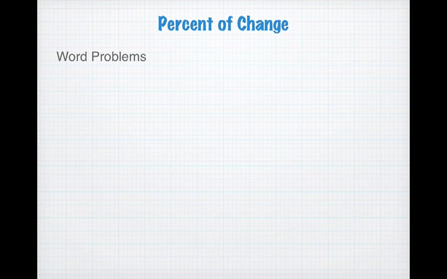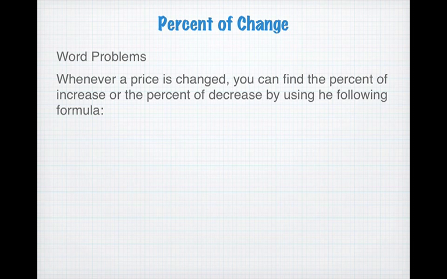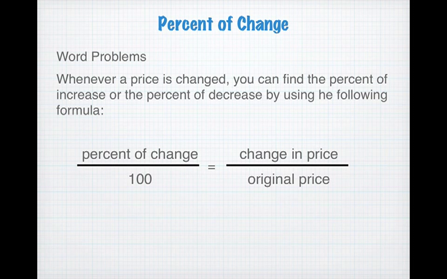As we move on, we're going to get into some word problems and identify the percent of change. In order to do this, we need to learn a new formula. Whenever a price is changed, we can find the percent of increase or the percent of decrease by using this formula, and it's given as the percent of change over 100 is equal to the change in price over original price. That's percent over 100 is equal to change over original. One of the challenges is identifying the change of price. The change of price is identified as the difference between the original and the new. Keep in mind that the change in price should always be expressed as a positive number.